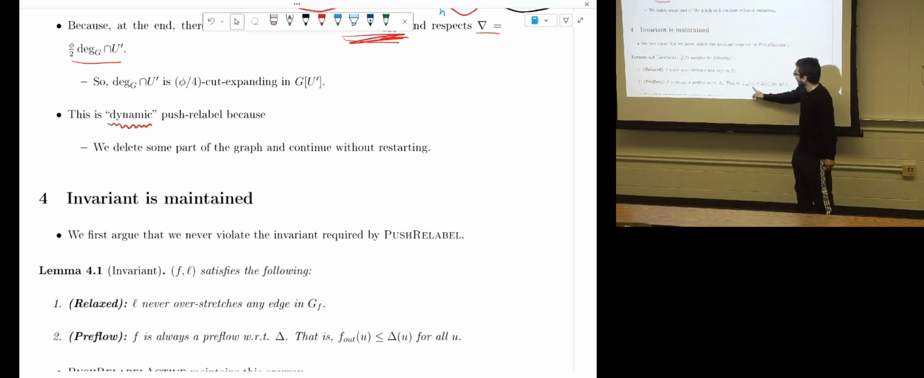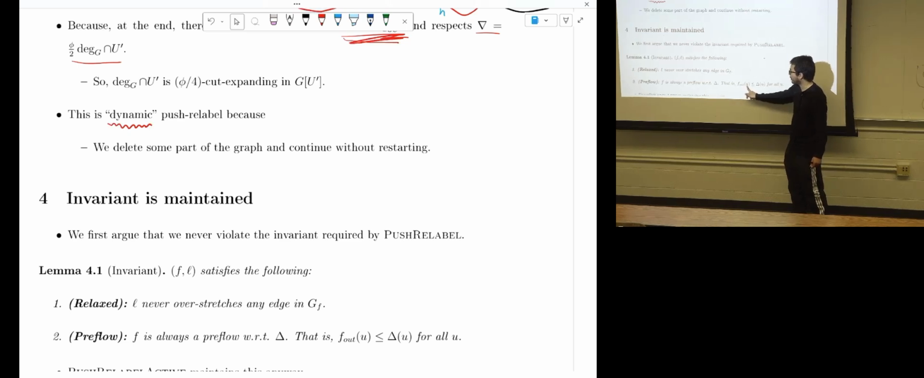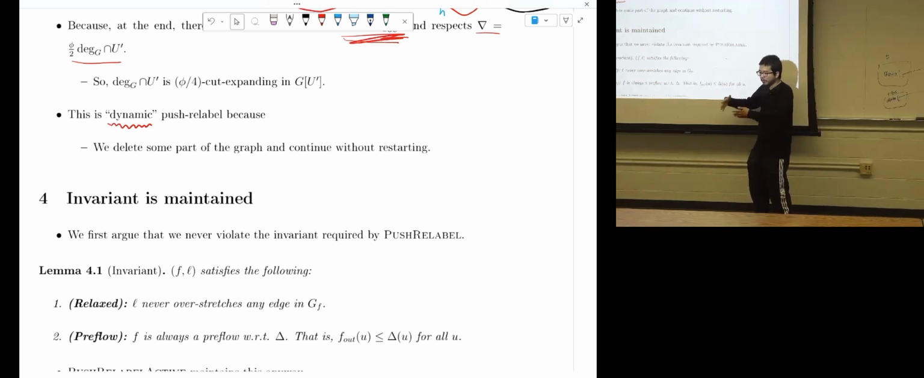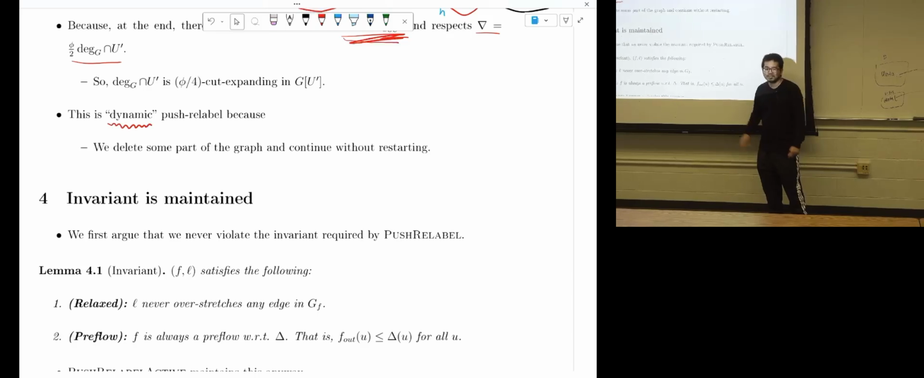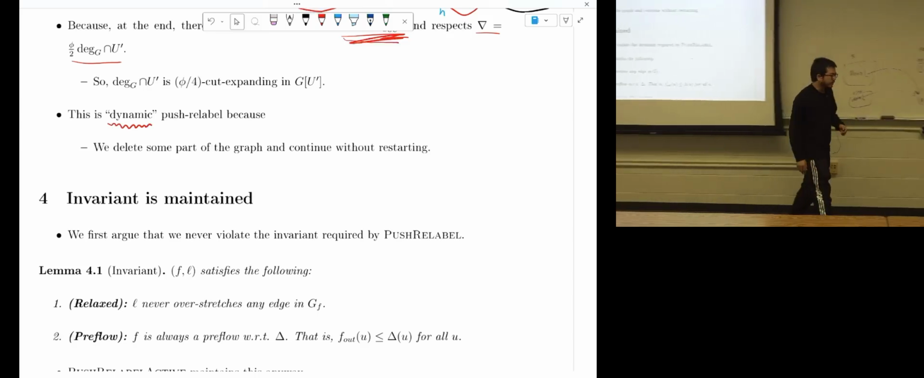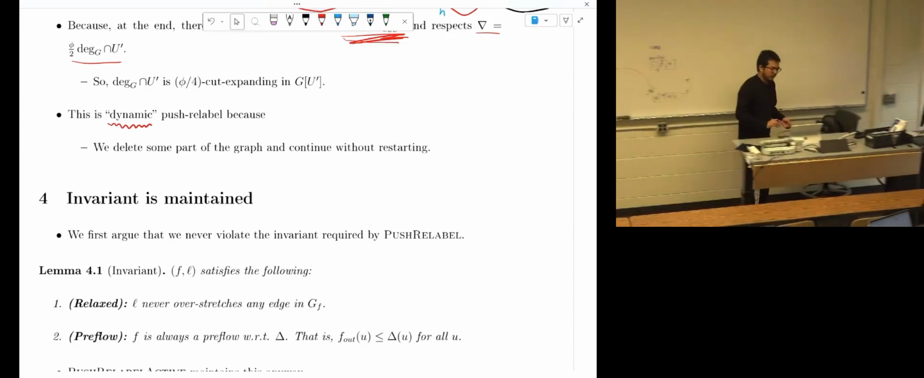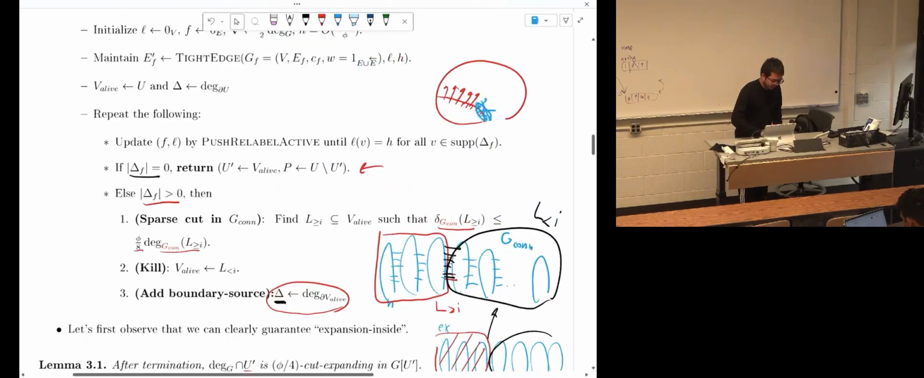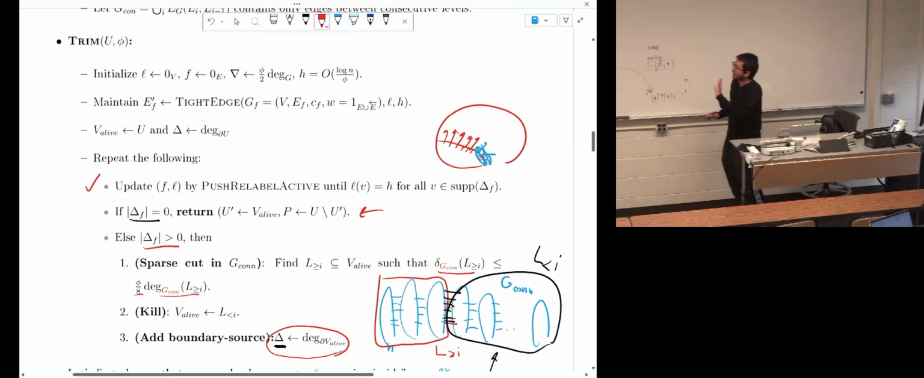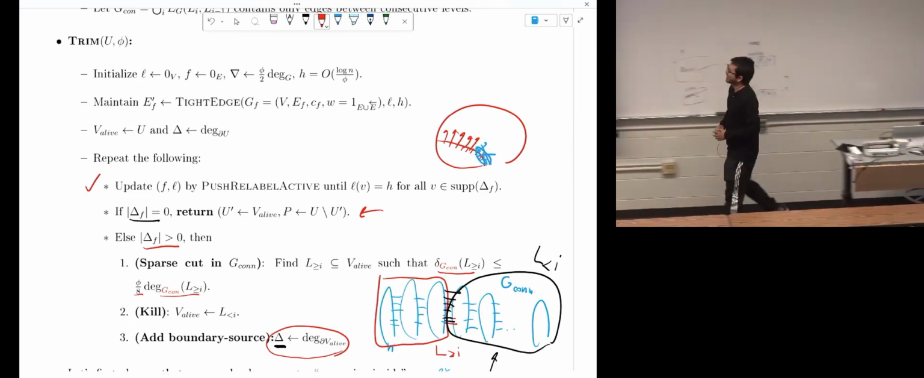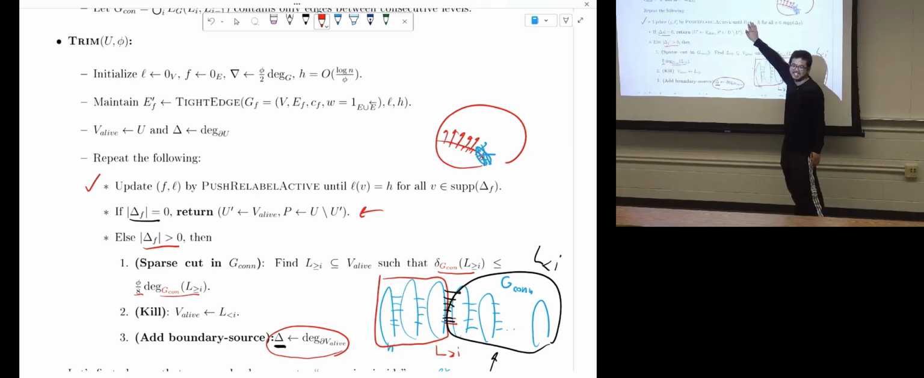That is, if you look at any node U, look at the net flow out of U. It doesn't exceed the source at U. So you don't pull mass out of nowhere. You send at most the source. And if you look here at the algorithm, this part is just from push relabel. It never violates the invariant. We prove this.